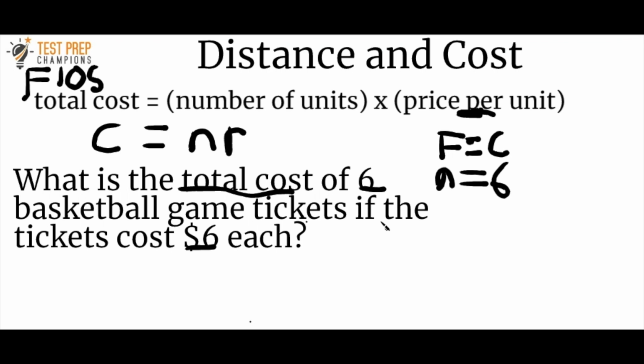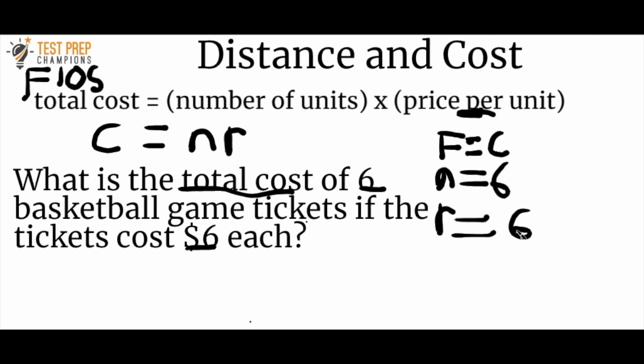And what about this? If the tickets cost $6 each, so what is that? $6 each. Well, usually we're used to seeing the word "per," and I told you before that "per" is a good clue that we're talking about a rate. Well, in this case, $6 each, the word "each" is going to be your clue here that we're talking about a rate. So your rate would be 6, all right?